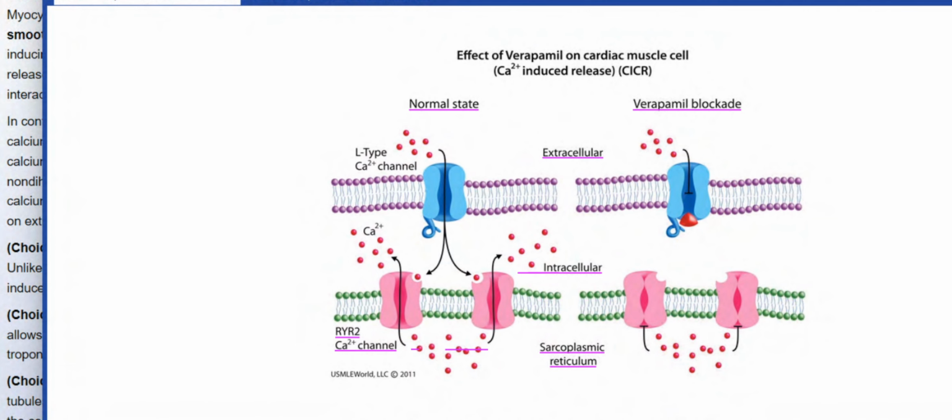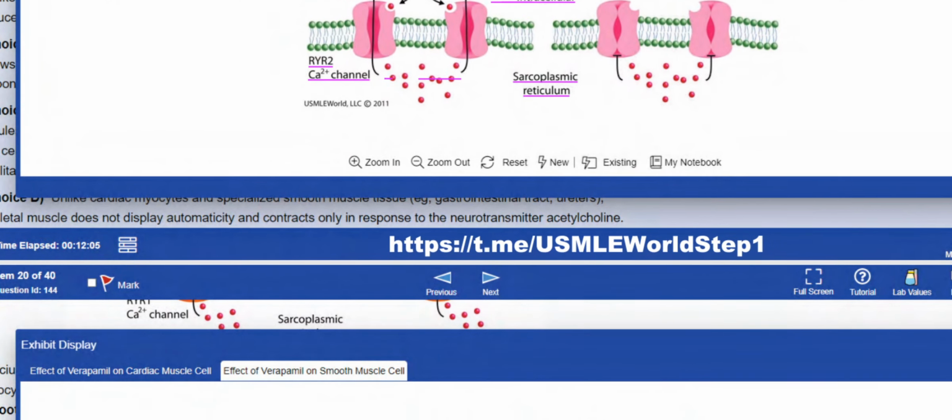So we have normal state L-type calcium channel on plasma membrane. Then we have RYR type 2 calcium channel. There were RYR type 1 calcium channel, but here it is RYR type 2 calcium channel. But there was a mechanical coupling, but over here there is no mechanical relation.